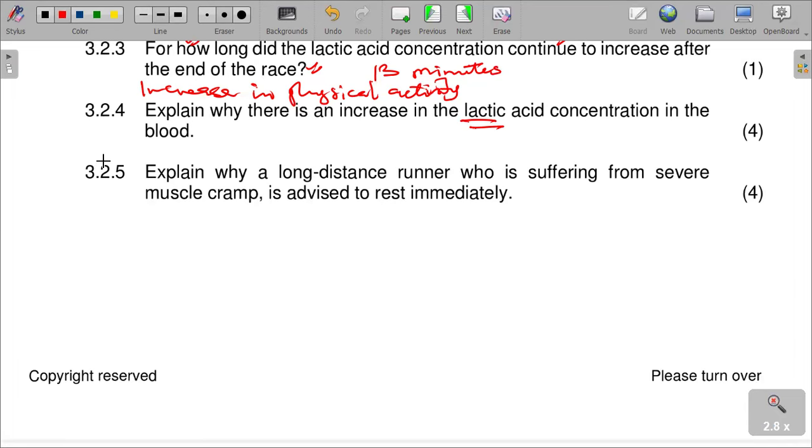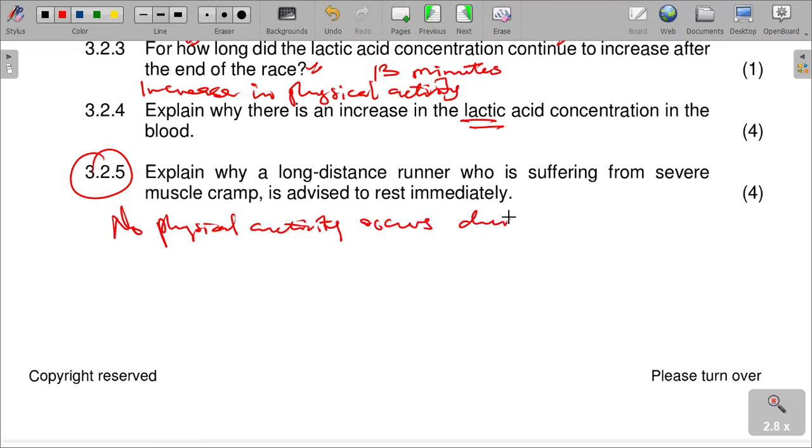And then the last question, question 3.25: explain why a long distance runner who is suffering from severe muscle cramp is advised to rest immediately. Why is he advised to rest immediately? One, no physical activity occurs during resting.